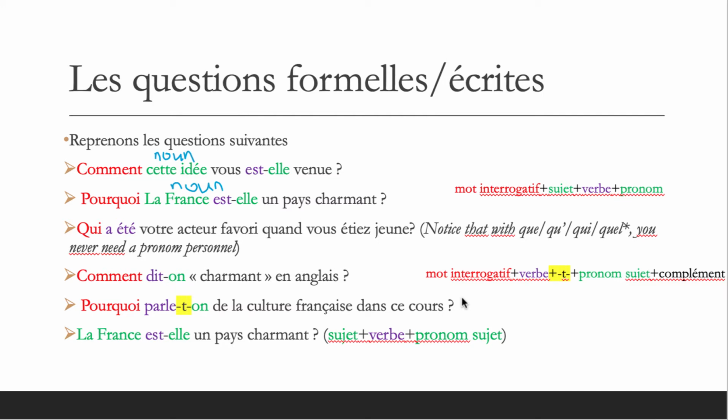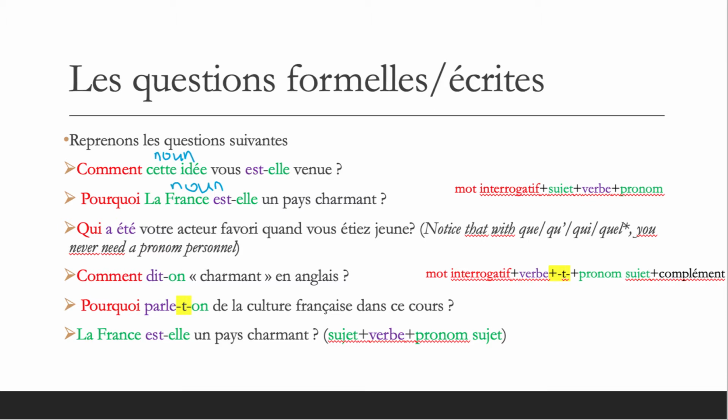Now, when it gets a bit fancier, like I like to say. So, let's take a look at the first two examples. Comment cette idée vous est-elle venue? Pourquoi la France est-elle un pays charmant? Now, this little scenario here might be new to you. Remember when we have question formelle, you'll see that we are inverting the pronom and the verb, right?